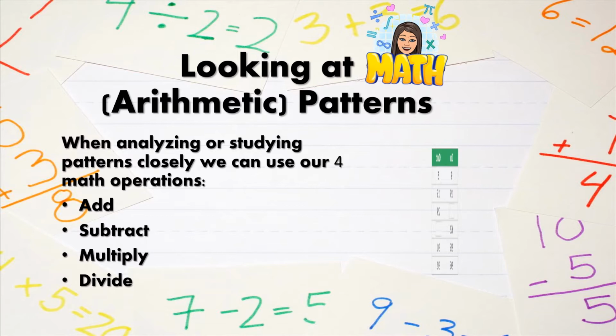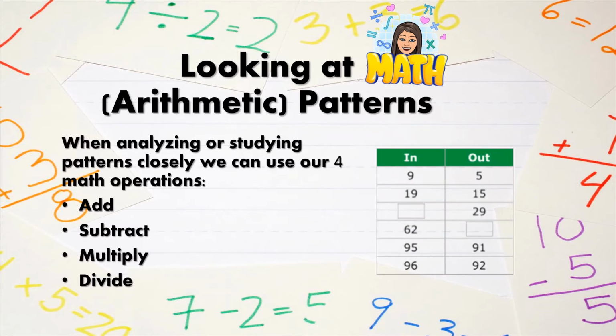Now let's take a look at our idea behind input-output tables. A table pattern has an input and an output. And when we look at patterns in input-output tables, we want to look at the pattern between the input compared to the output. So for example, the input is 9, the output is 5. So that tells us that we are decreasing from the input to the output.